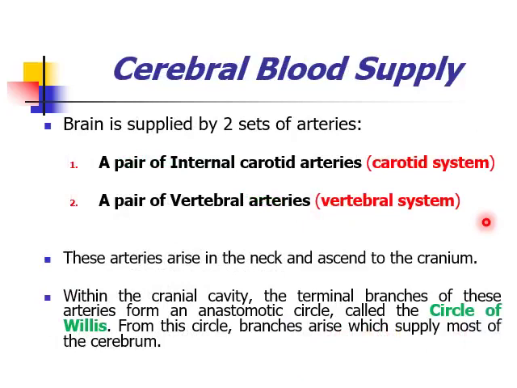The brain is supplied by two arterial systems: a pair of internal carotid arteries, so this part of the blood supply would be called the carotid system, and another pair of vertebral arteries, so this part of the cerebral blood supply would be called the vertebral arterial system. So we have two arterial sets that supply the brain with blood.